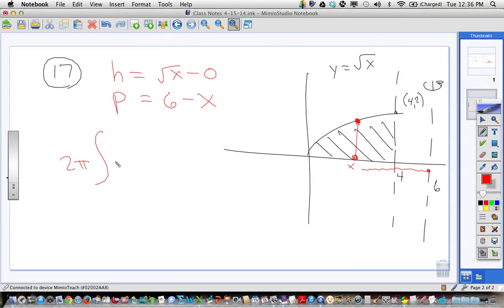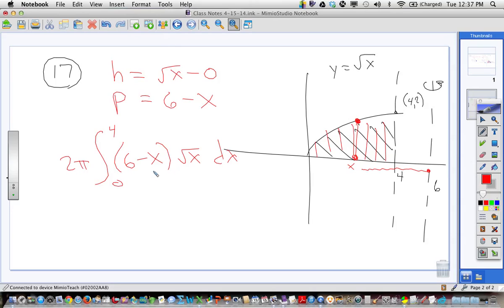So we set up our integral. It's 2 pi times p times h. And the strips fill the space from 0 to 4. So there's 7. Okay?